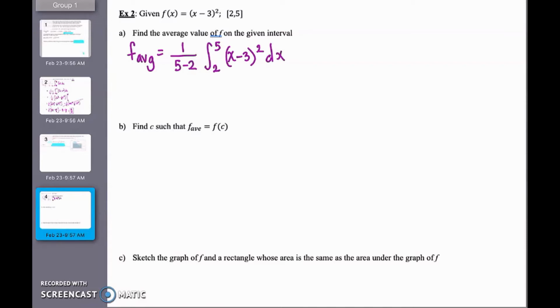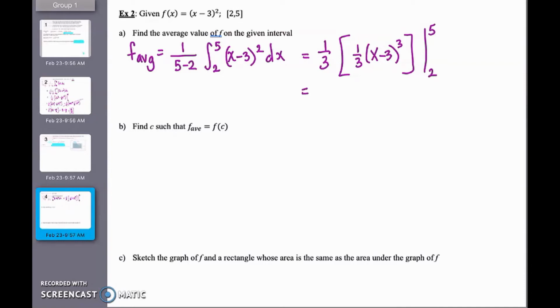Okay, and now I just have to do the math here. I don't have to do a u substitution because the function inside the parentheses is x minus 3, and the derivative of x minus 3 is just 1. The derivative of 3 is 0, the derivative of x is 1. So I don't have to do a u substitution, which is nice. So this is going to be equal to 1/3 times, and when I integrate (x minus 3) squared, that's going to become 1/3 times (x minus 3) cubed. And I have to evaluate this on the interval from 2 to 5.